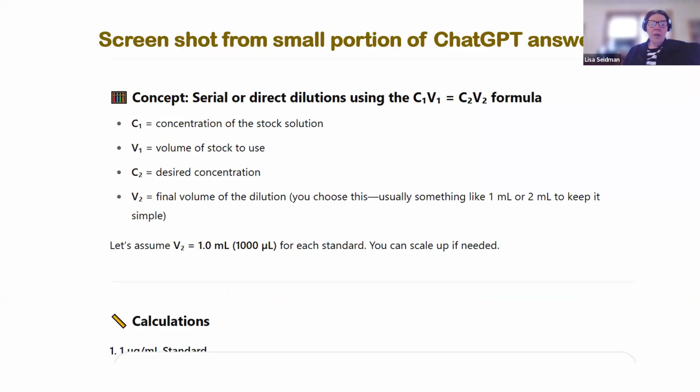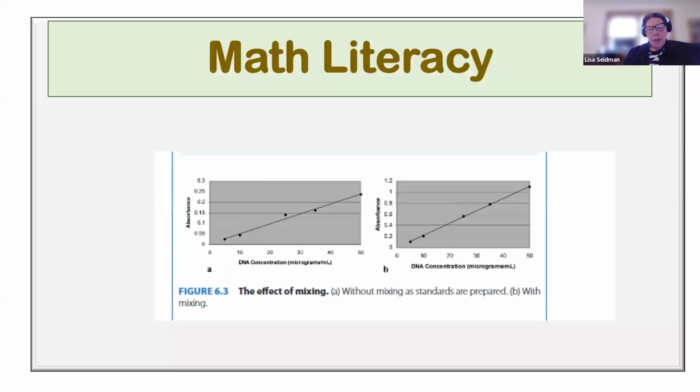It actually asked me, do I want student worksheets to go through this? Do I want student worksheets with blanks to go through this? Do I want more examples? Beautiful. I think there's no question that AI can do calculations for us. But what I don't think it can do, I don't think it's going to take the place of math literacy.